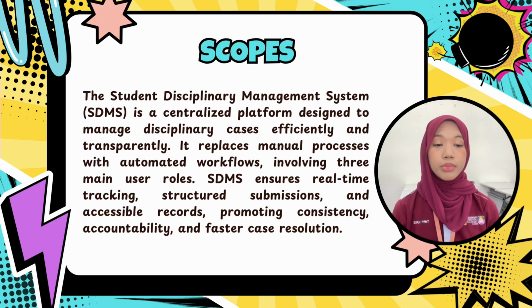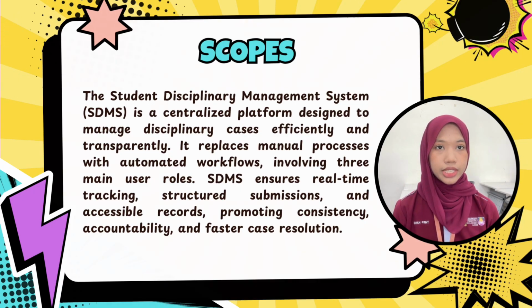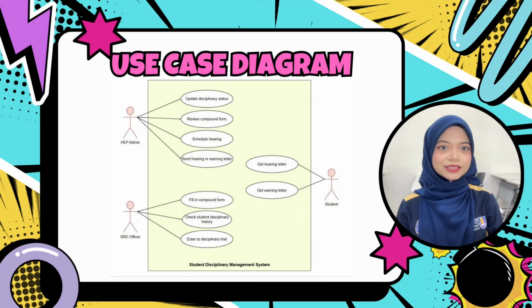It replaces manual processes with automated workflows involving three main user roles, which are students, SRD officers, and HEP admins. Students can view their records and receive official letters. SRD officers handle case reporting and warnings, while HEP admins oversee the entire process, including reviews and hearing scheduling. SDMS ensures real-time tracking, structured submissions, and accessible records, promoting consistency, accountability, and faster case resolution. Next, I'll be explaining the use case diagram and giving a simple explanation of what the system does.